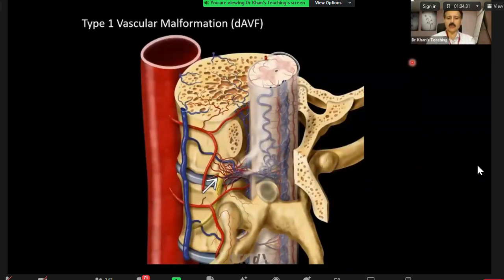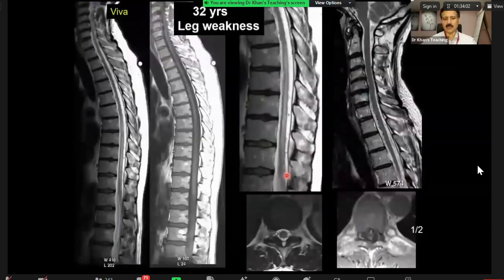Look at this word, dural AV fistula. There is a fistula sitting on the dura, and because of that, the vessels sitting on the pia mater become prominent. Because of that, there is venous congestion, and because of venous congestion, there is venous ischemia and there will be edema of the cord. So the cord will be high signal.